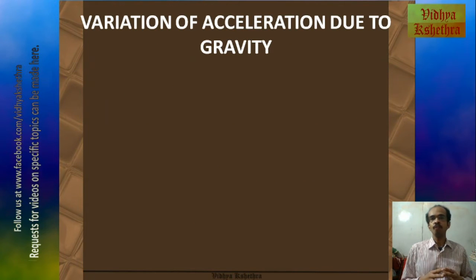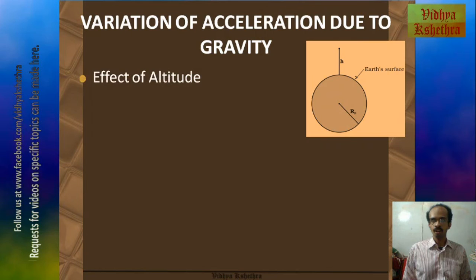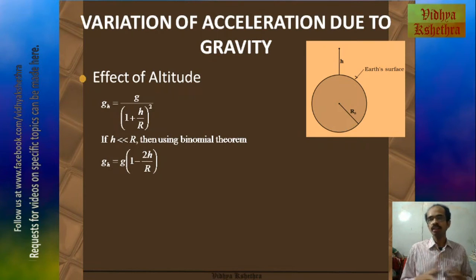Now we can see the variation of acceleration due to gravity. The acceleration due to gravity on Earth varies with respect to the position of the object. First is the effect of altitude. If a body is kept at a height h, then the acceleration due to gravity at that height is given by g_h equals g divided by (1 plus h by R) the whole squared. That is, the acceleration due to gravity decreases as the body's height increases.